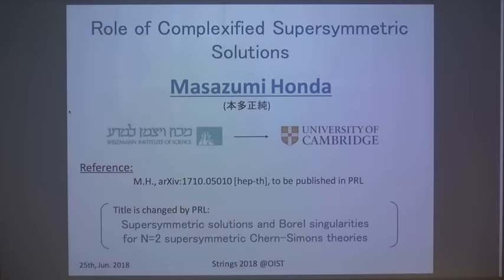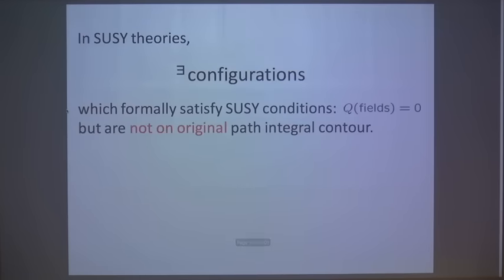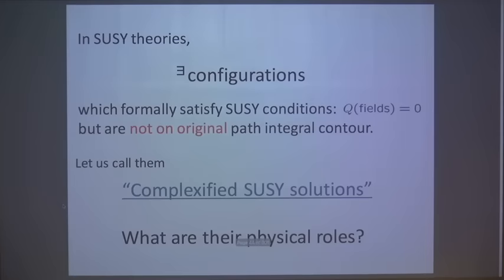Let me start with a question behind this talk. It is not usually mentioned, but in supersymmetric field theories, there exist configurations which formally satisfy supersymmetric conditions, but are not on the original path integral contour. Let us call this type of configuration a complexified supersymmetric solution. Now I'd like to ask what the physical roles of complexified supersymmetric solutions are.